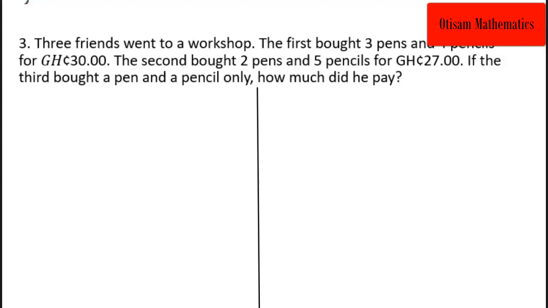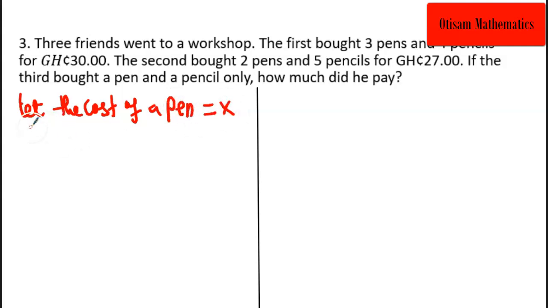So as I've told you, we don't know the parameters, I mean the cost of a pencil and the cost of a pen. So we can begin by saying let the cost of a pen be equal to x, and then let the cost of a pencil be equal to y.